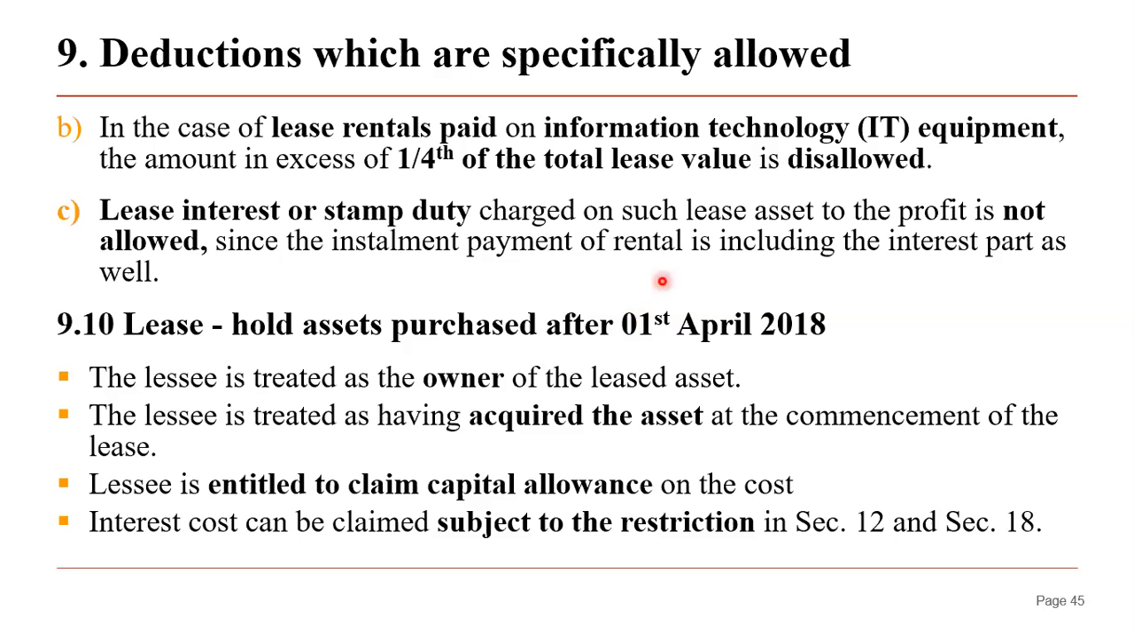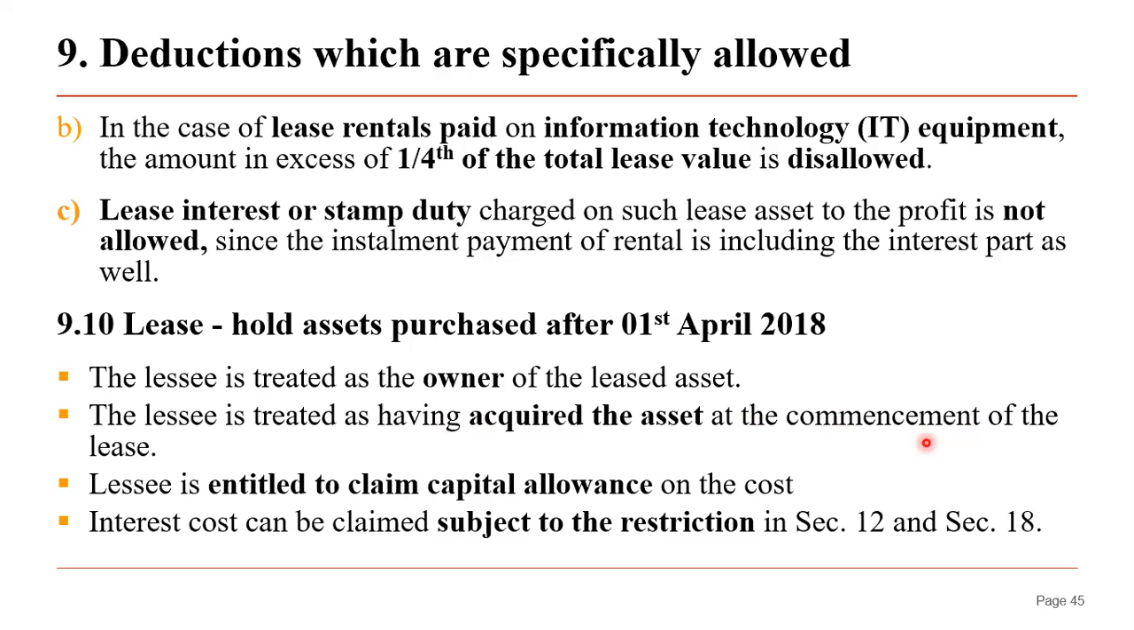It says that if a lease asset is purchased after 1st April 2018, meaning the year of assessment 18/19 onward, if an asset is purchased under a lease term in the year of assessment 18/19 or from that year onward, then this is the treatment you need to follow. Then the lessee is treated as owner of the lease asset. Lessee, as per the tax law, is treated as owner of the lease asset. The lessee is treated as having acquired the asset at the commencement of the lease.